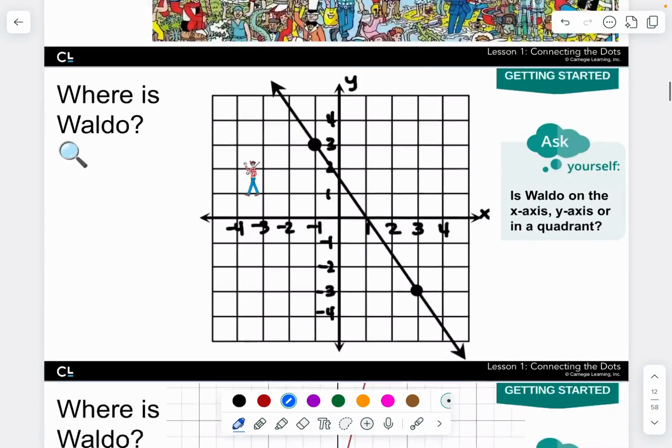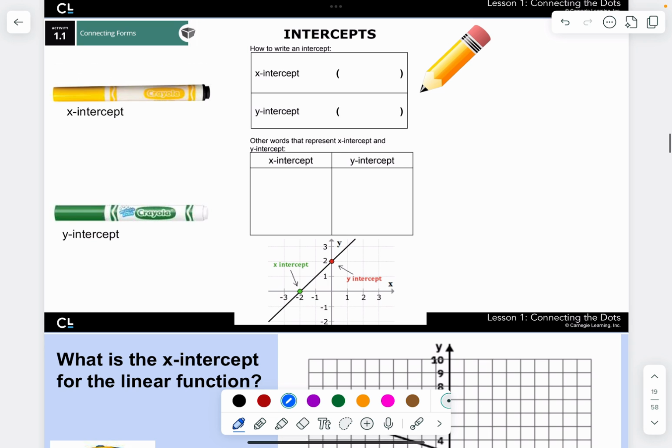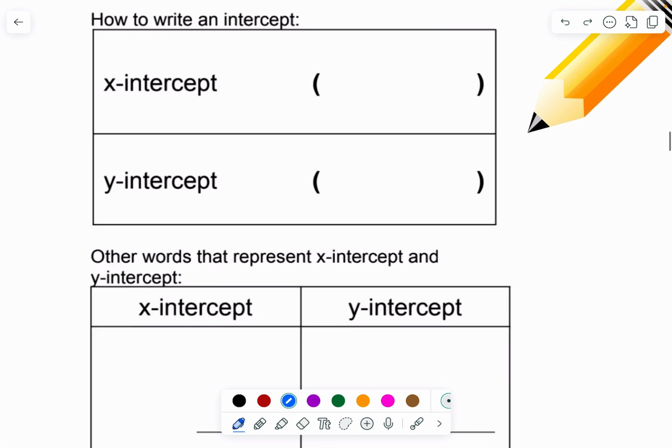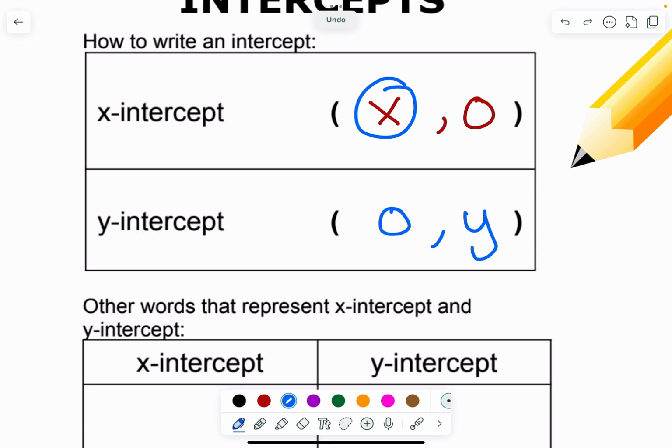So we're going to skip some of this. Let's go ahead and go to our notes. It should look like this paper. For the rest of the day, I'm going to use yellow to highlight the x-axis, and I'm going to use green to highlight the y-axis, okay? So again, it says how to write an intercept. If we're writing an x-intercept, it's going to be your x, comma, your number. If I'm writing the y-intercept, it's going to be 0, comma, your y. So you have x and 0, then you have 0 and y, okay?